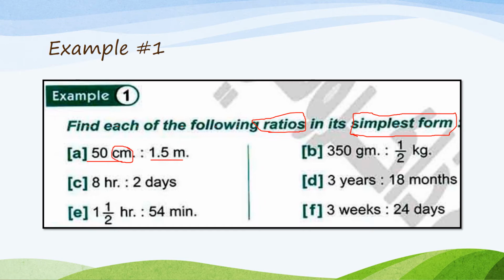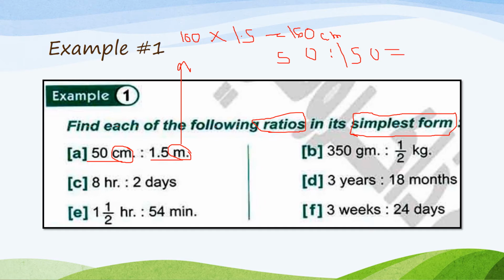So we have here 50 centimeters and 1.5 meters. So first, we can't deal with different units. We need to have the same units. So we're going to convert the centimeter into a meter, or a meter into the centimeter. I can say that I'm going to convert the meter into the centimeter. So a meter has 100 centimeters. So we're going to multiply 100 by 1.5 meters that we have here, and it's going to be 150 centimeters.